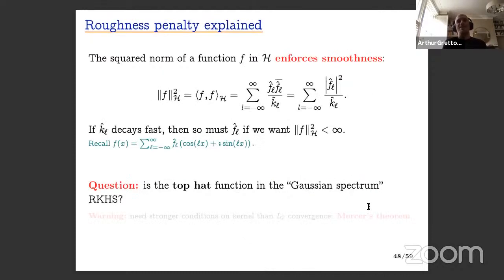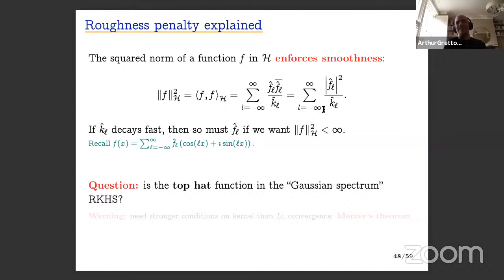So now let's look at this sum here. The numerator is decaying as 1 on L squared, but the 1 on K hat L is increasing as e to the L squared. So clearly this sum isn't converging because an exponential increase is increasing much, much, much faster than a polynomial decay. So the sum is going to diverge, and the top hat function is not smooth enough to be in the RKHS.